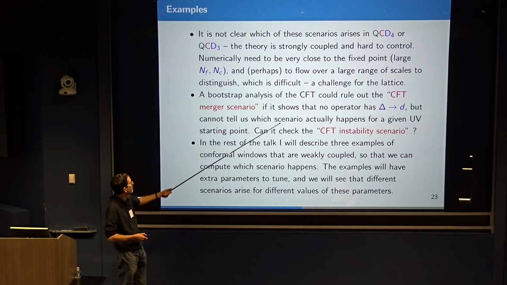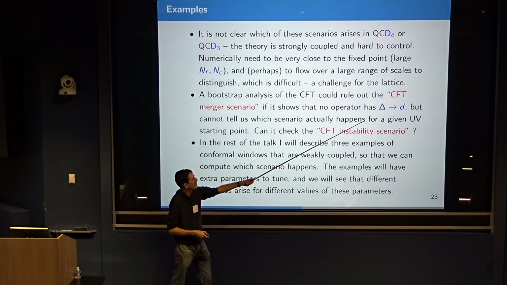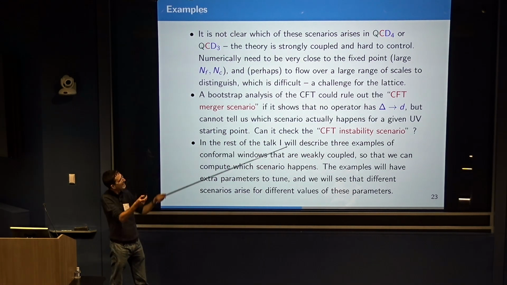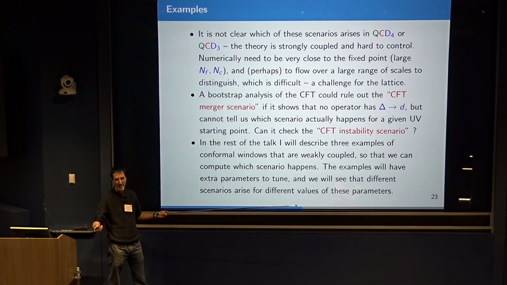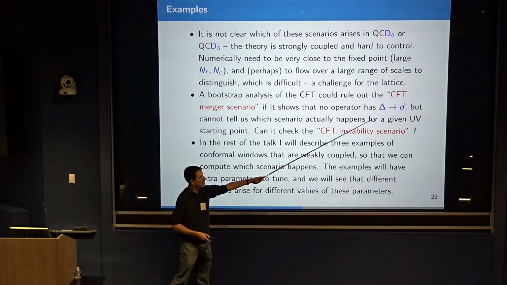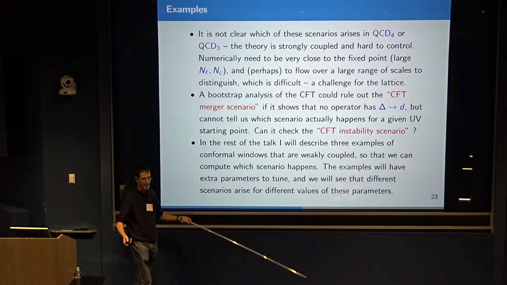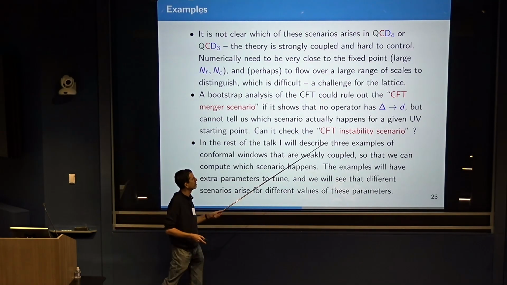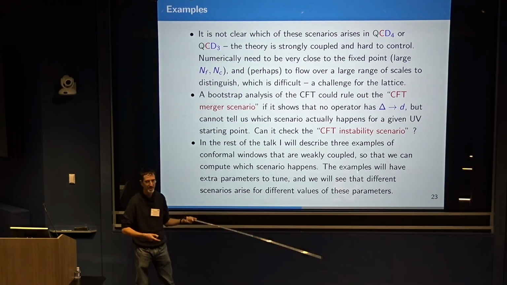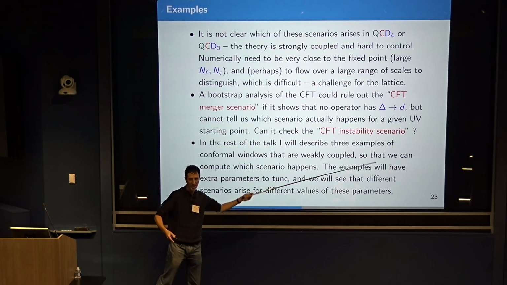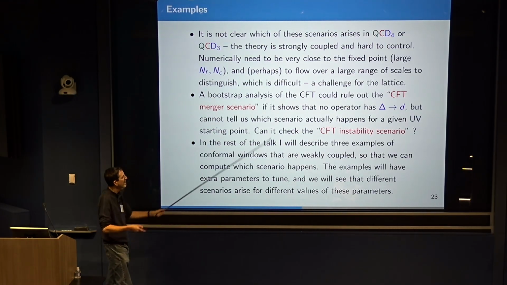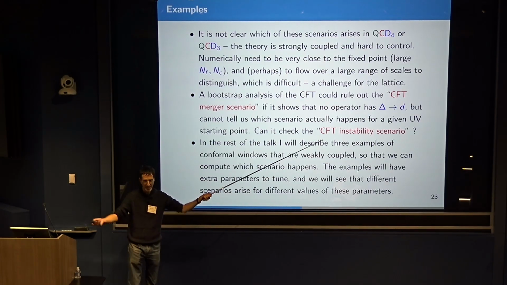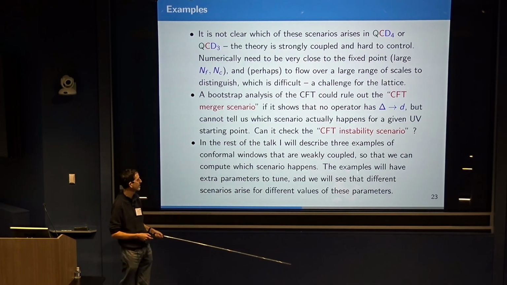However, in the bootstrap, we could in principle see if there is a merger, so if delta goes to D. So if there is a merger from the CFT point of view, then we could have the merger scenario, or we could have some other scenarios. But of course, if no operator goes down to D, then that would rule out the merger scenario. And it would be interesting to see if by bootstrap methods, one could also test this CFT instability scenario or not. Again, in principle, this should also be amenable to some bootstrap type analysis. But again, that can only rule out scenarios. It cannot really tell us by itself which scenario actually happens in QCD.